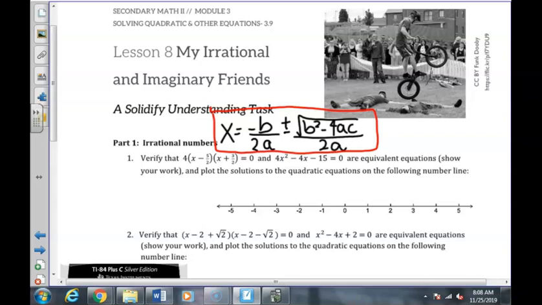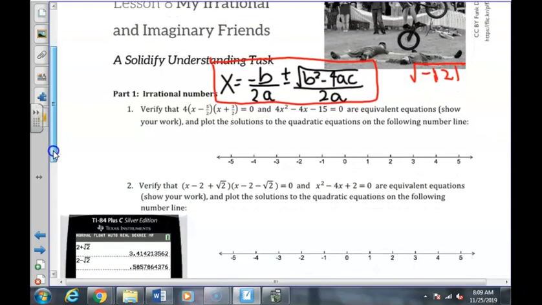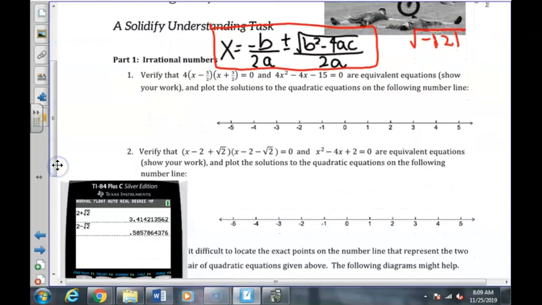We discovered that when we have a negative under the square root, such as when the discriminant, which is under the square root, is -121, we saw that when we graphed it, the parabola did not cross the x-axis. Therefore, in this lesson, we are going to learn how to write these in complex number form. We know that when the parabola does not cross the x-axis, there are no real solutions, and now we are going to discover how to write those solutions as imaginary numbers.